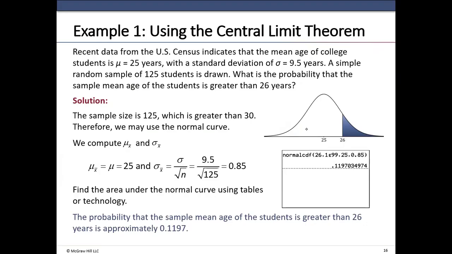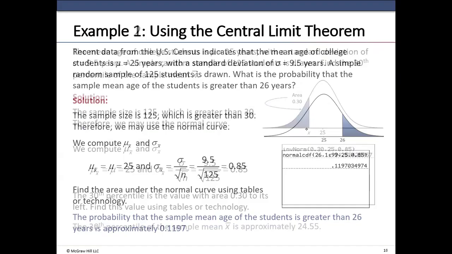Upper boundary is 1, then second comma gives me the exponent 99. Mean is the mean of the population, which is 25. Standard deviation is now 0.85, or 0.849. And paste, enter, and enter. So that probability is 11.97. So there is a 11.97% chance that the sample mean age will be greater than 26.